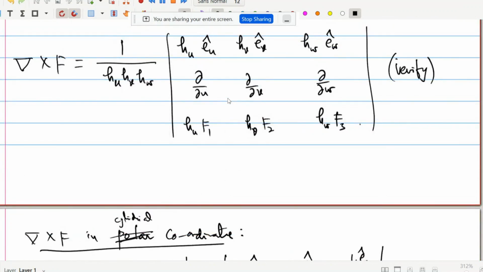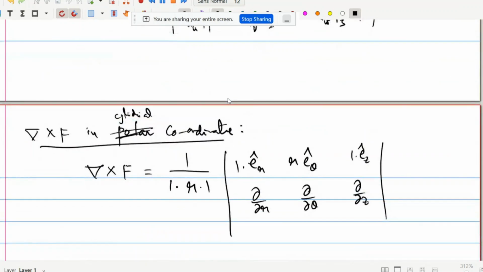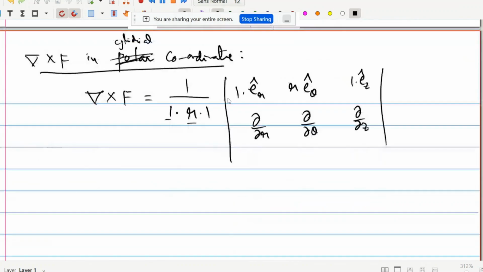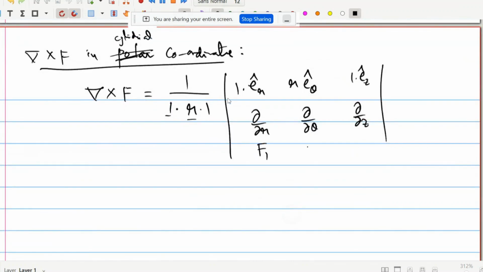Instead of UVW, I am putting R theta Z. Then you have HU F1. So HU is 1, right? So 1 F1, R F2, F3. That will actually give you curl in the cylindrical coordinate system. What happens in the polar actually? It's a 2 cross 2 matrix, sir. Z equal to 0. So I think you need to take only this part.